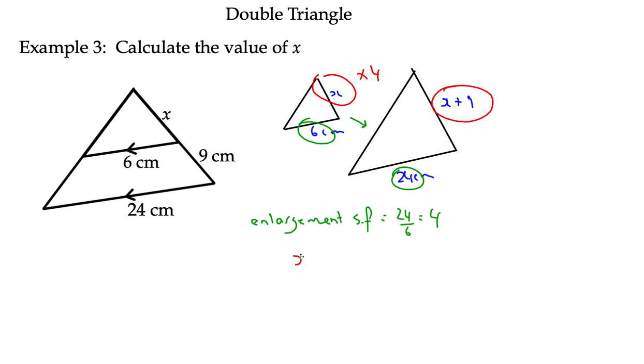So let's write it out. x plus 9, the side that we're trying to find, is going to be the original side, x, multiplied by 4. So we've actually got the equation x plus 9 equals 4x. You can take 1x away from both sides, and that leaves you with 9 equals 3x. Divide through by 3, and we've got x equals 3. x equals 3 centimeters.